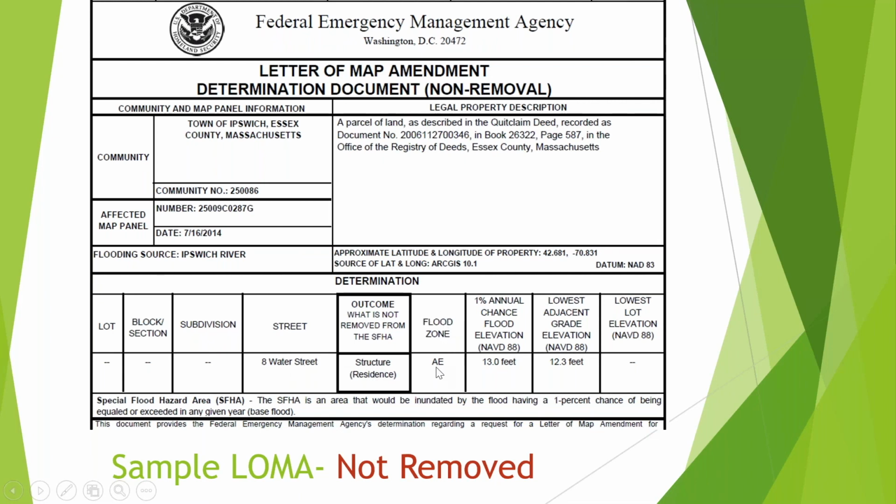Why? Because it's in flood zone AE, it has a base flood elevation of 13 feet, but the lowest adjacent grade to the structure is below 13 feet. So FEMA was not able to say you are above the floodplain, because they're not. And they always go with the lowest adjacent grade next to the structure. They don't care what the highest adjacent grade is.